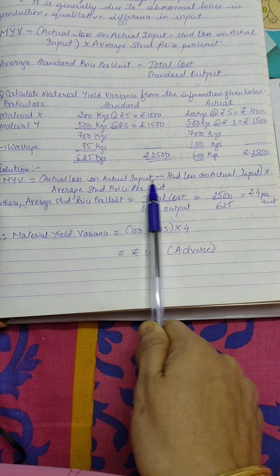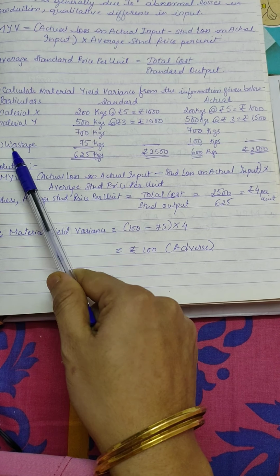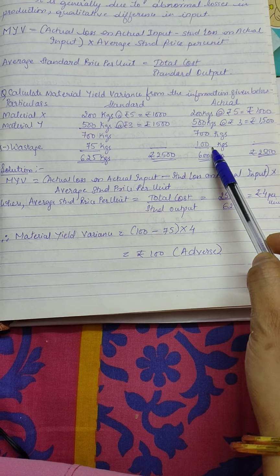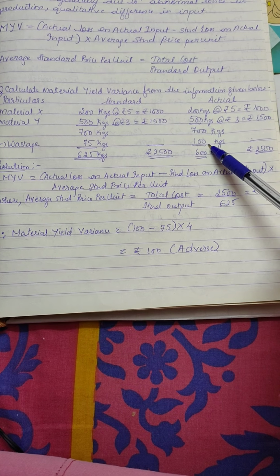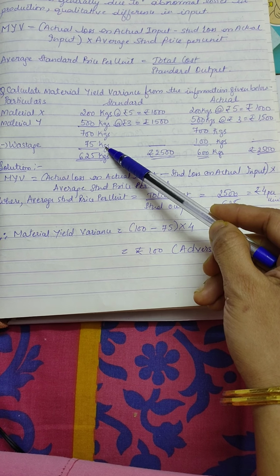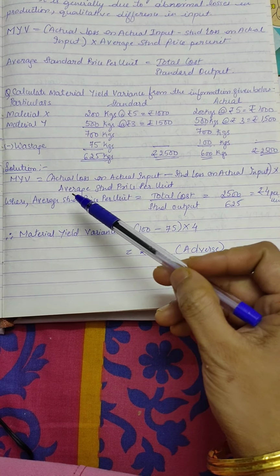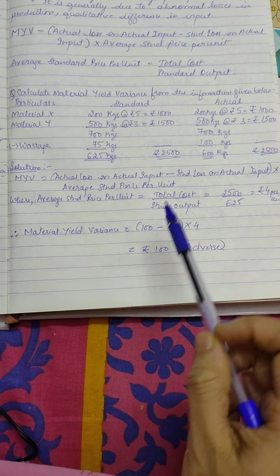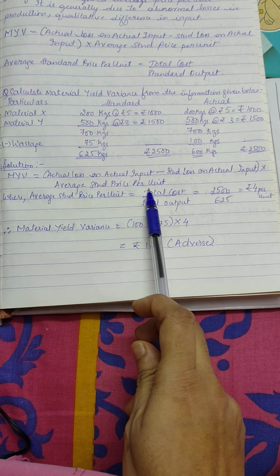Actual loss on actual input: this is the wastage, right? Wastage means loss only. So how much is the loss? 100 kg actual loss, and this is standard loss. So actual loss on actual input minus standard loss on actual input, into average standard price per unit.